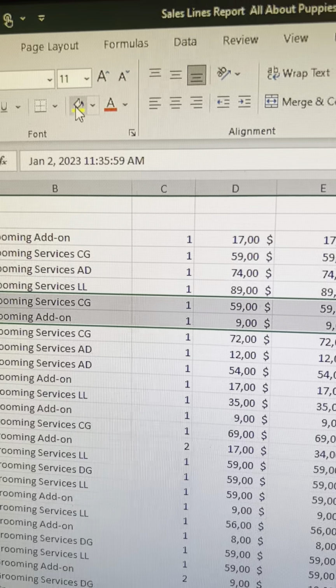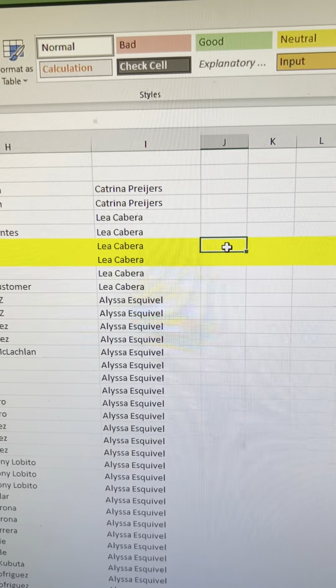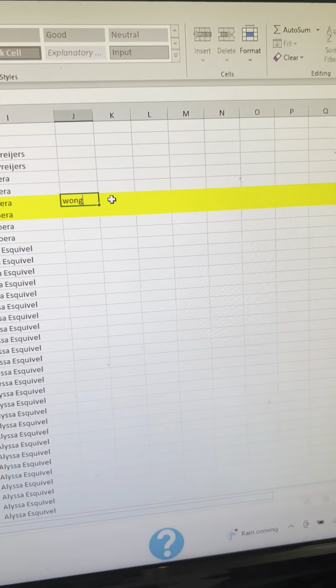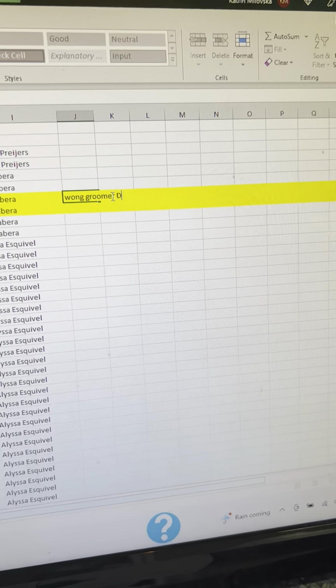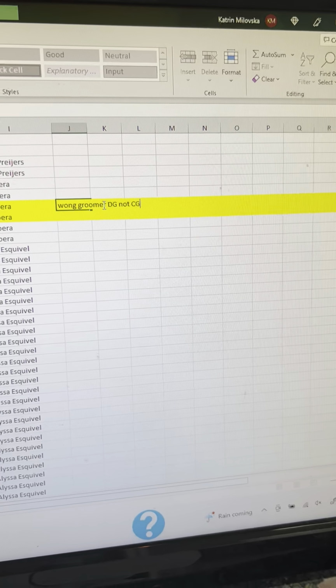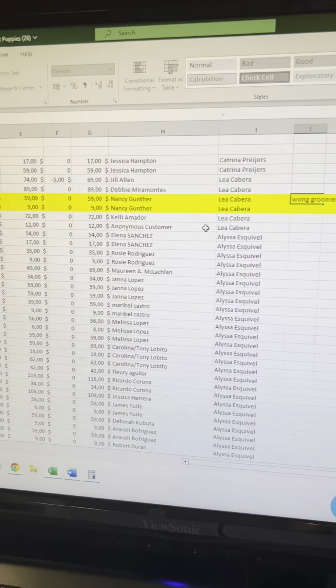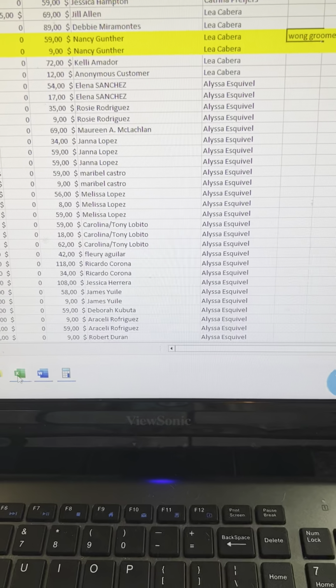I'm going to make them yellow. I'm going to label it over here, so you can see Leah rung that up. And I'm going to label wrong groomer. DG, not CG. Okay, and then so now I know that this $59 is actually in Katrina's grooming total.